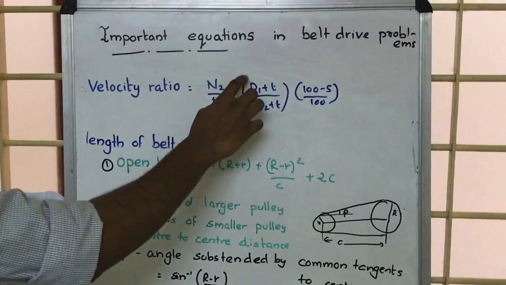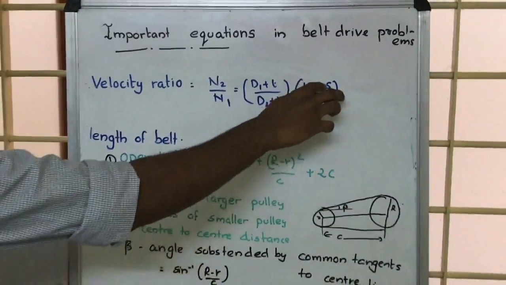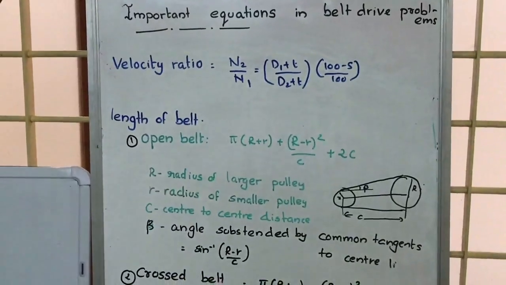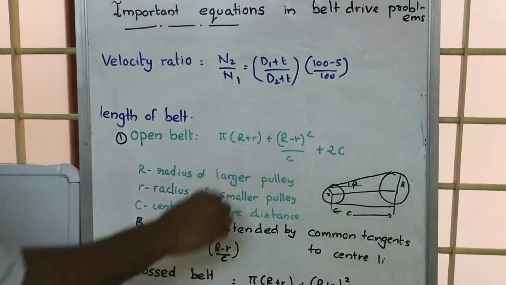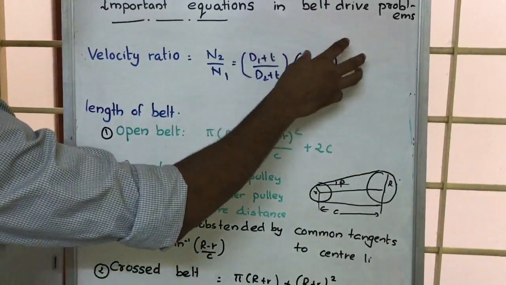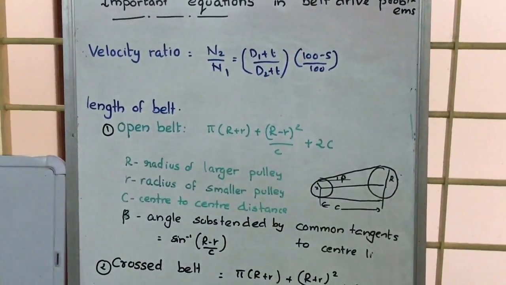Then n2 by n1 is equal to (d1 plus t) by (d2 plus t) into (100 minus s) by 100, where s is the slip. If there is no slip, then take s equal to 0, so that this term will become 1.